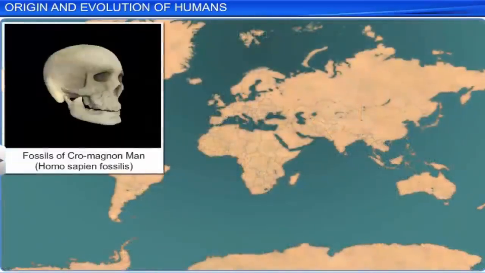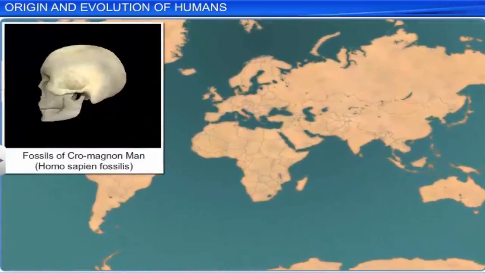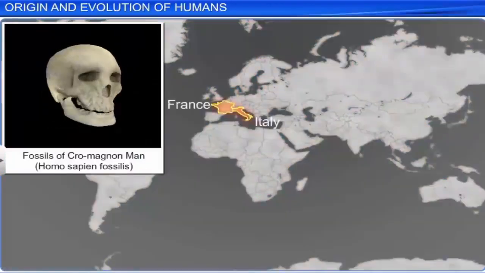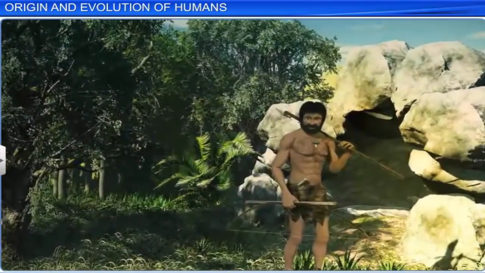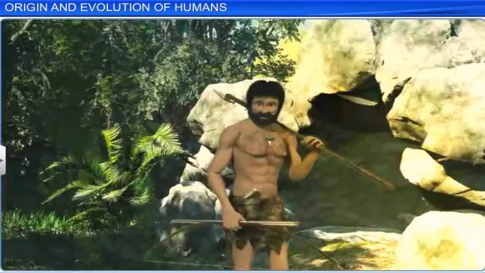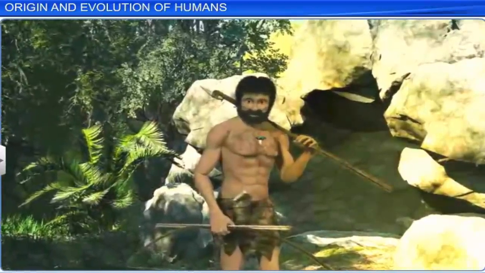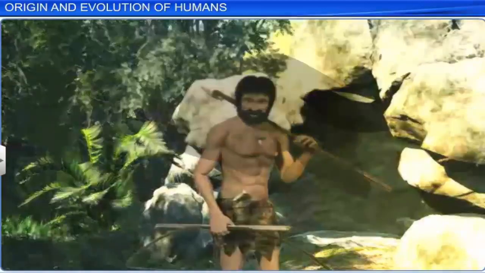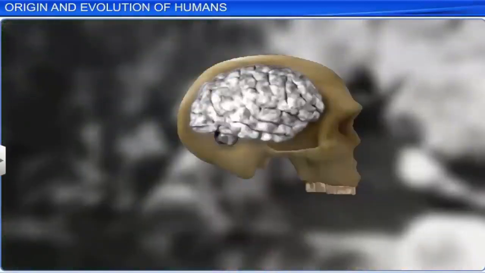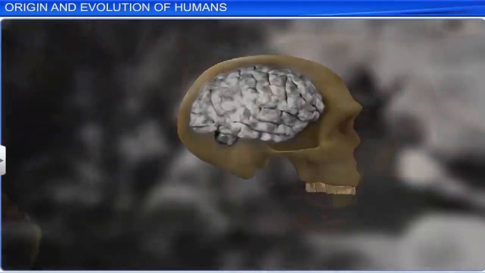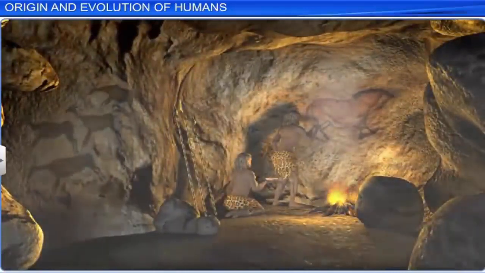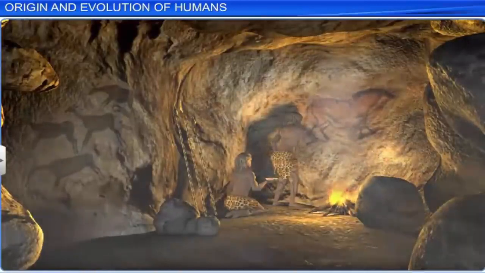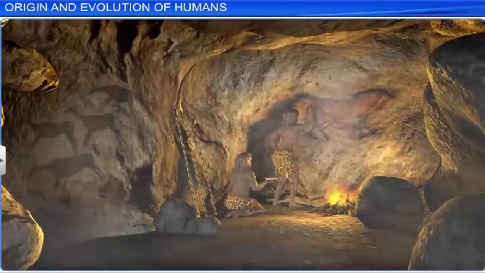Fossils of Cro-Magnon man were discovered from the caves of northwestern Italy and France. These fossils suggested that the Cro-Magnon man had evolved between 20,000 and 50,000 years ago during the last glacial period. And their brain capacity was about 1660 cubic centimeters. The members of Cro-Magnon species were cave dwellers, good hunters, and carnivorous. They did not have any knowledge of agriculture and domestication of animals.